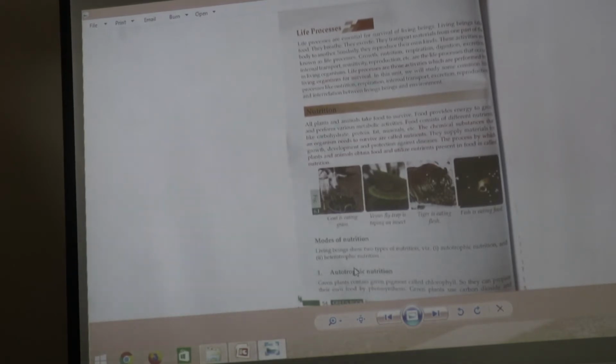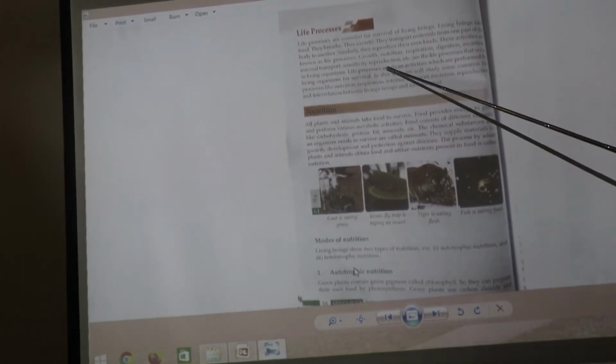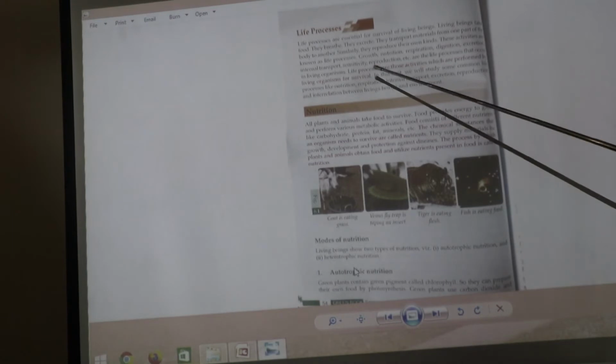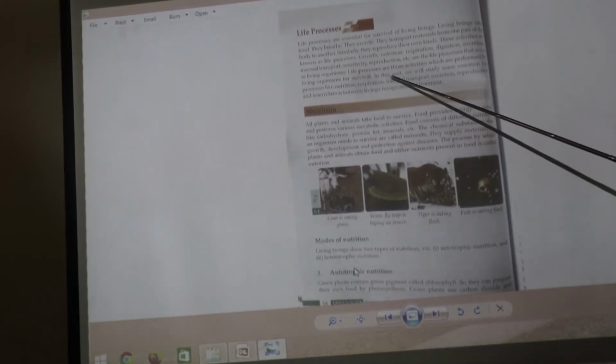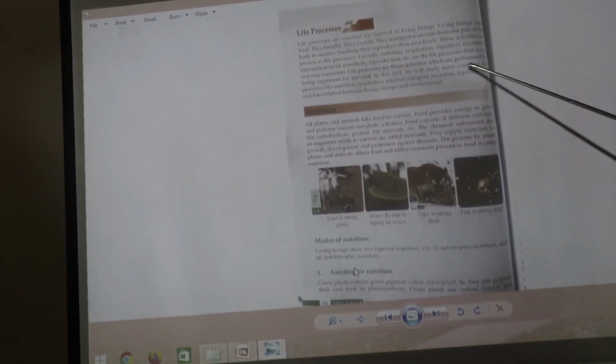Growth, nutrition, respiration, digestion, excretion, internal transport, sensitivity, reproduction, etc. are the life processes that occur in living organisms. So, life processes are those activities which are performed by living beings for survival. In this unit, we will study some common life processes like nutrition, respiration, internal transport, excretion, reproduction, and the relationship between living beings and the environment.